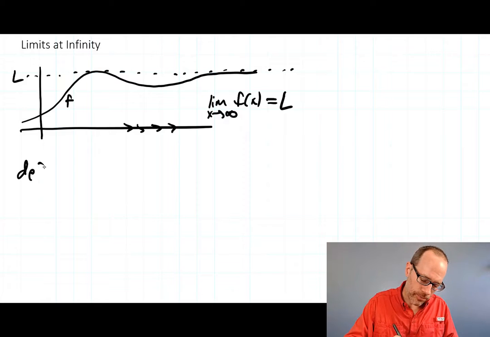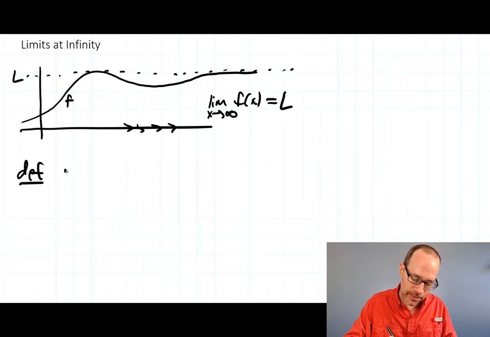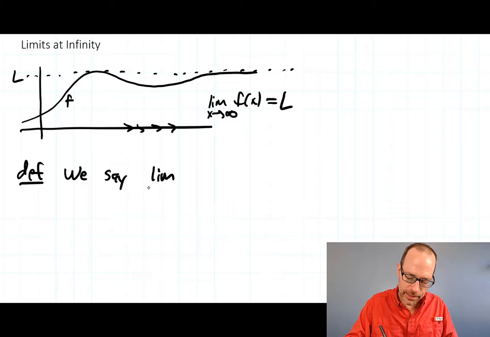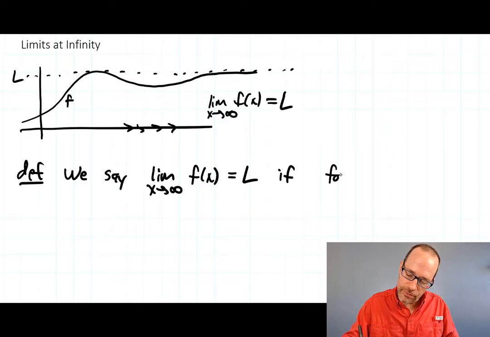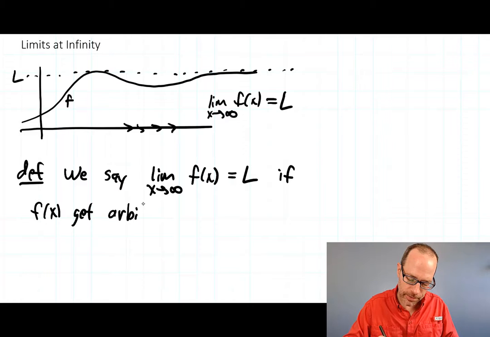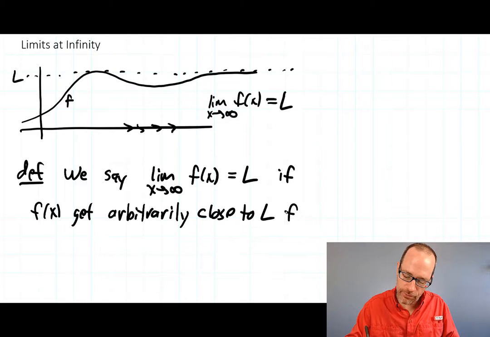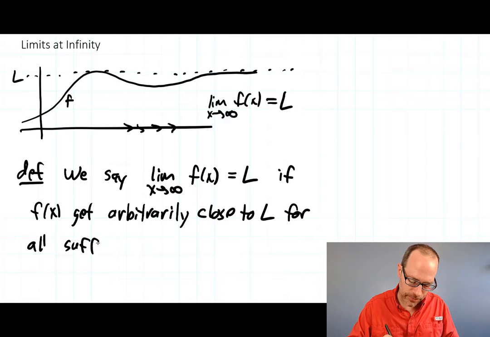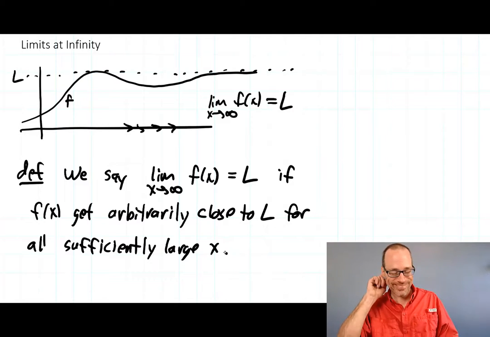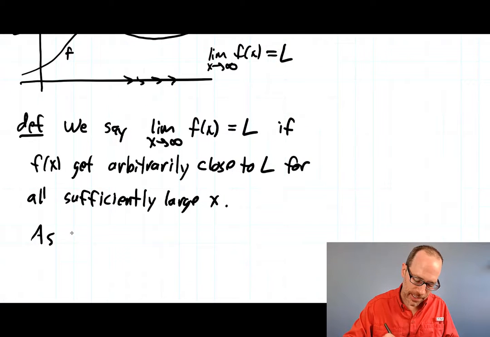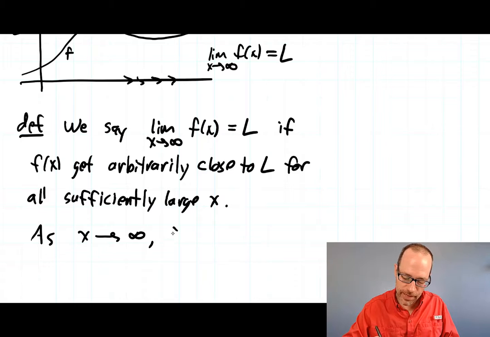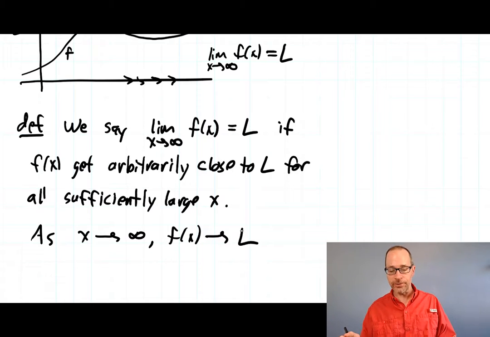Okay? So the intuitive definition is just this. We say the limit as x goes to infinity of f of x is L if f of x gets arbitrarily close to L for all sufficiently large x's. Okay? It really just means you should think in your head as x is running off to infinity, getting bigger and bigger, f of x is trying to converge to L, getting closer and closer to L.